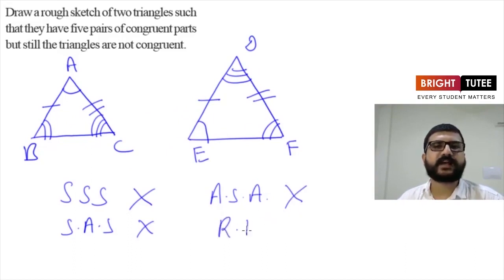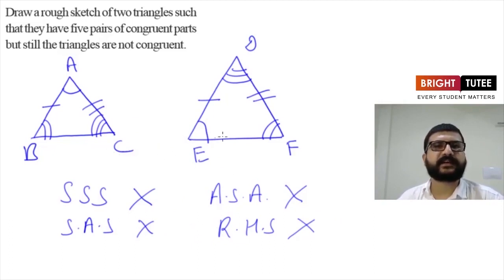Now the fourth one was RHS. For RHS, the most important condition is that both triangles should be right angled triangles. But here we don't have any condition on these two triangles that they have to be right angled triangles. So we can directly say this can't be followed here. So none of the four criteria is followed here.